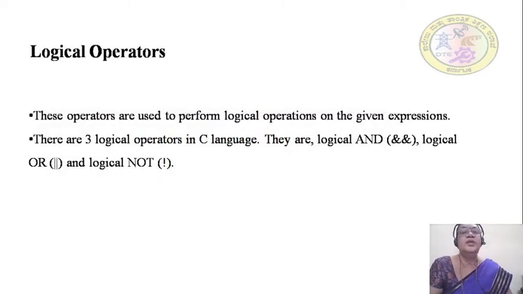Now let us move on to the next type of operators, called logical operators. Logical operators are used to perform logical operations on the given expressions. There are three logical operators in C. They are logical AND, which is represented by double AND, logical OR by two vertical lines, and logical NOT by the exclamation mark.